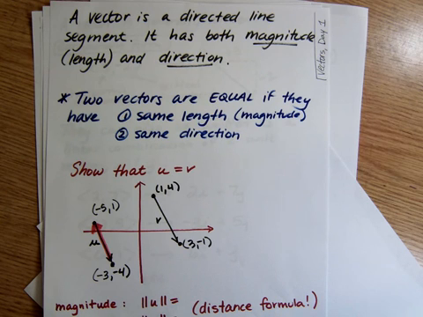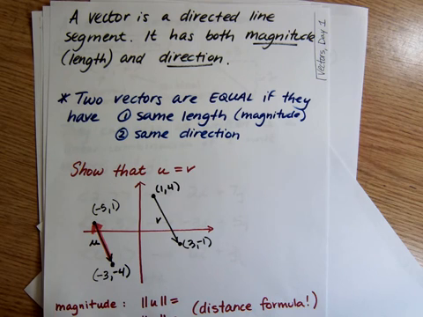So first of all, a vector is a directed line segment, meaning it has both magnitude or length and direction. That's as opposed to a segment, which doesn't have any direction, or a ray, which keeps going on forever and doesn't have any length. A vector stops. It has an initial point and a terminal point. The initial point is where it starts.